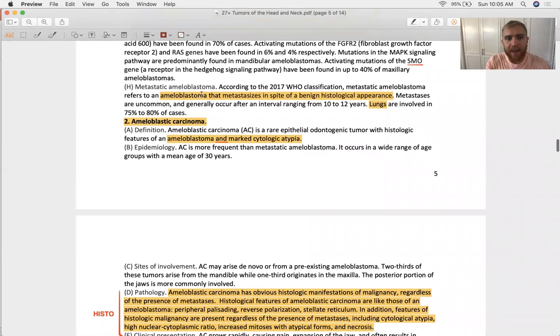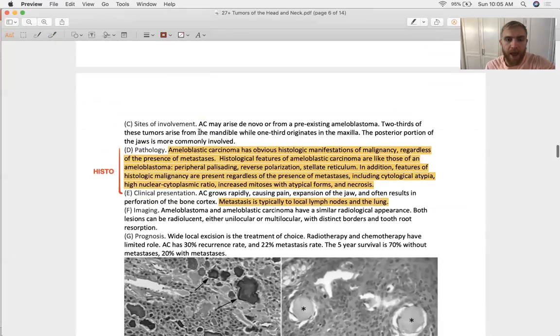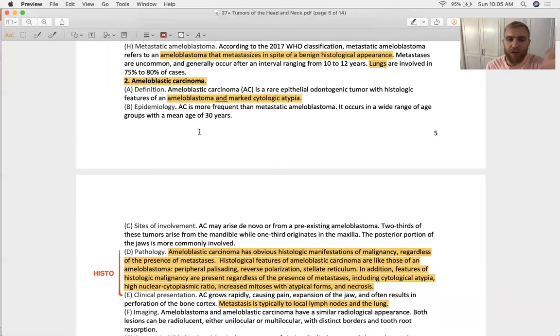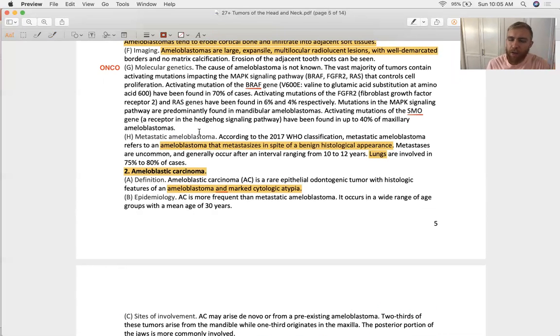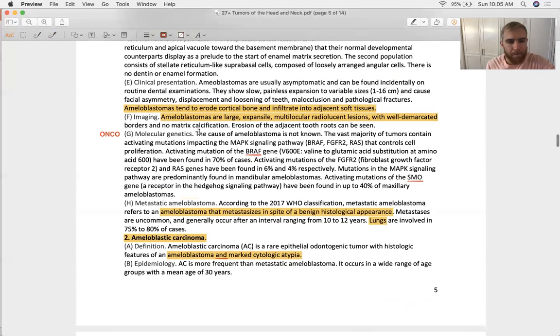You can get a metastatic ameloblastoma, or you can get an ameloblastic carcinoma. And both of these can metastasize to the lungs. So this is a little bit tricky. They're trying to throw a fastball by you, because an ameloblastoma that metastasizes is going to retain its benign histological appearance. But an ameloblastic carcinoma is histologically going to be a lot more messed up because it's a malignant cancer.